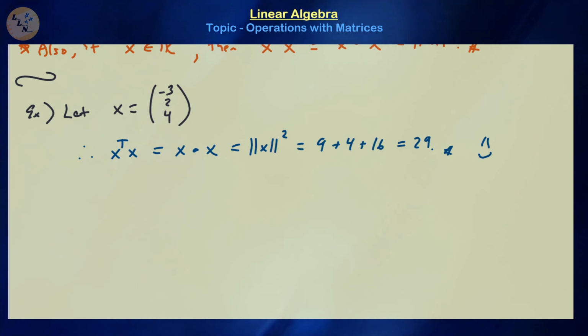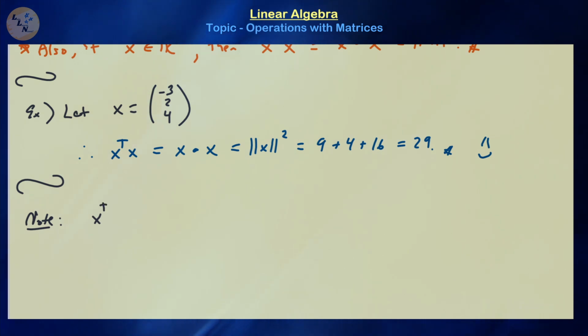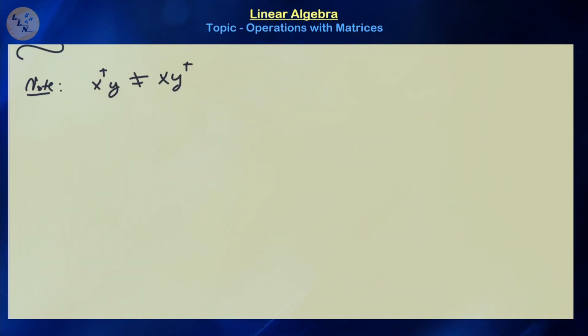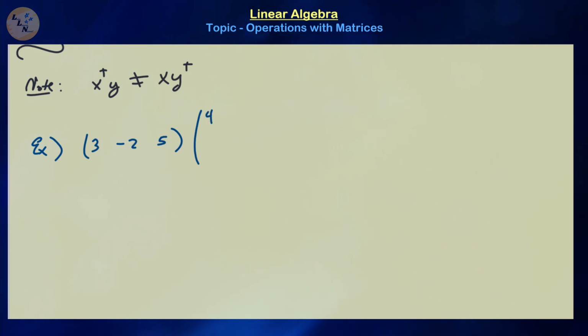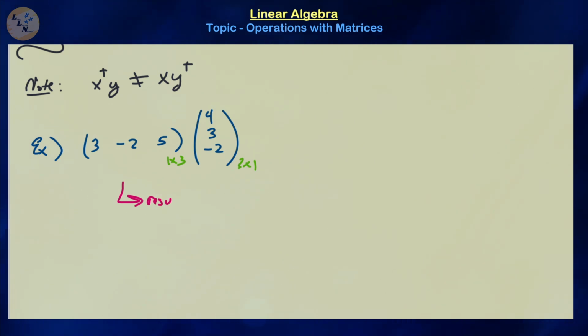Now, I just want to make a quick point clear, just in case you get confused. x transpose y is not necessarily equal to x y transpose. They are not necessarily the same, and let's give a quick example to illustrate that. Let's look at (3, -2, 5) times (4, 3, -2). That's going to be a 1 by 3 and a 3 by 1, which results in a 1 by 1 matrix.